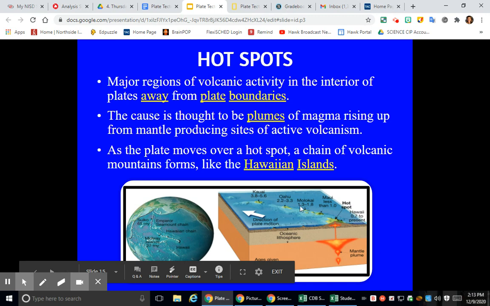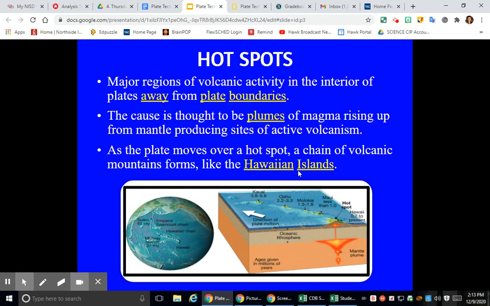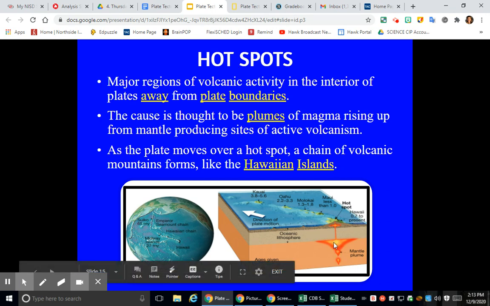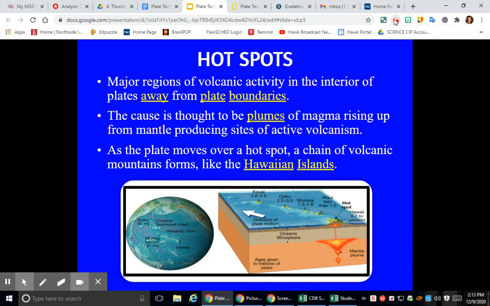As the plates move over the hot spot, a chain of volcanic mountains form like the Hawaiian Islands. So the Hawaiian Islands form over hot spots. It is not a plate boundary. The plates move over the hot spot, forming these islands.